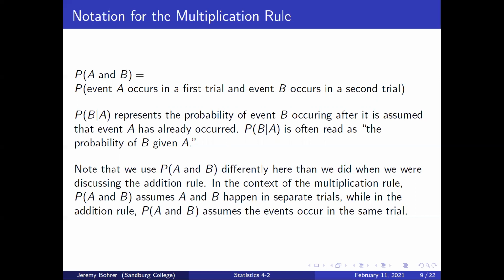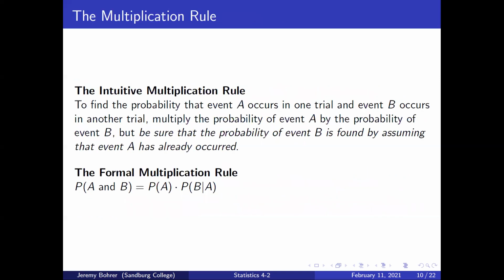Note that we used the probability of A and B differently here than we did when we were discussing the addition rule. In the context of the multiplication rule, the probability of A and B assumes A and B happen in separate trials, while in the addition rule, the probability of A and B assumes the events occur in the same trial.